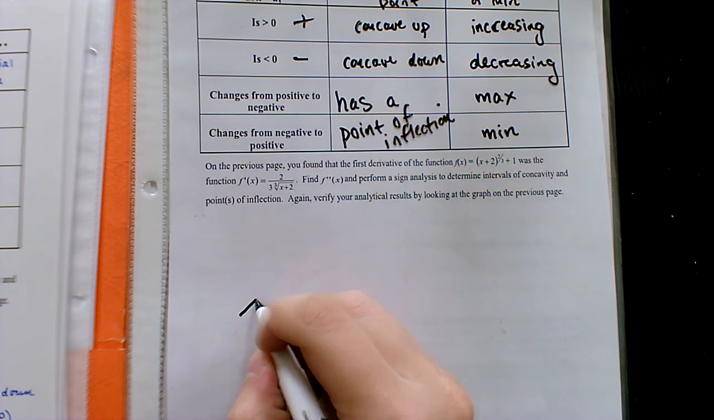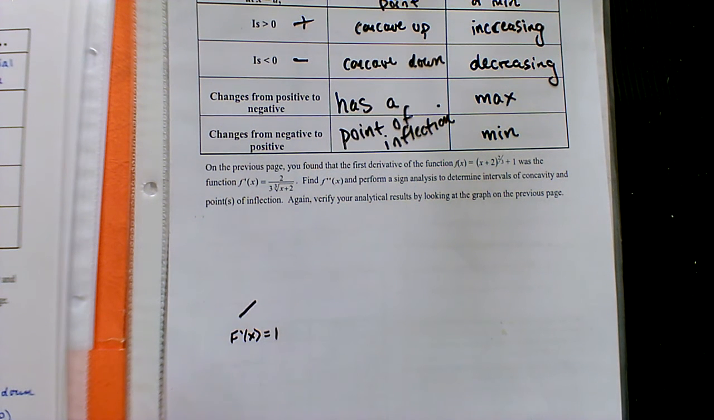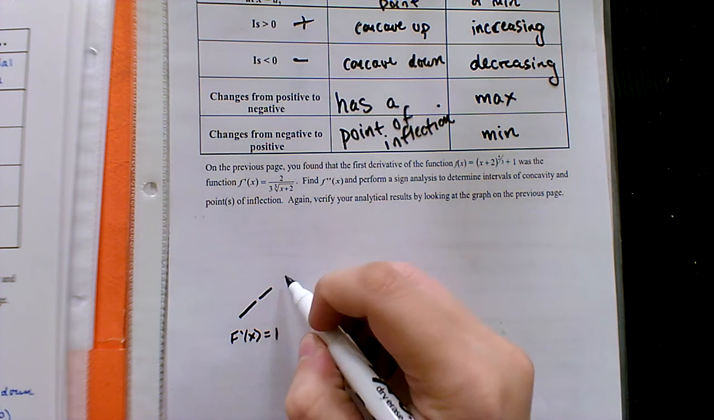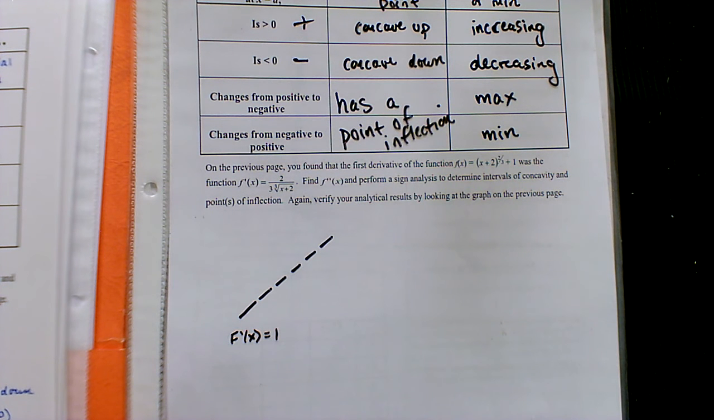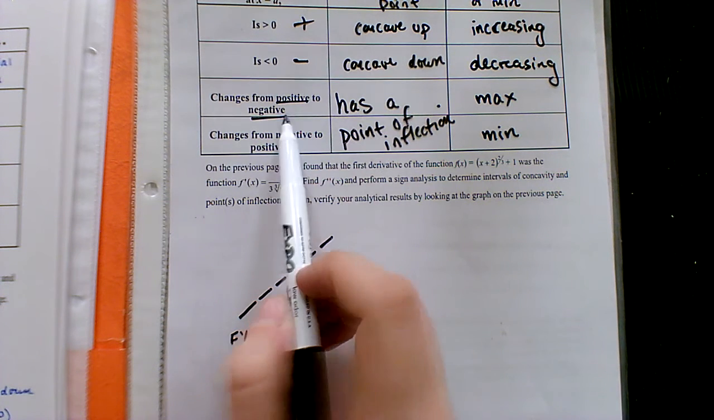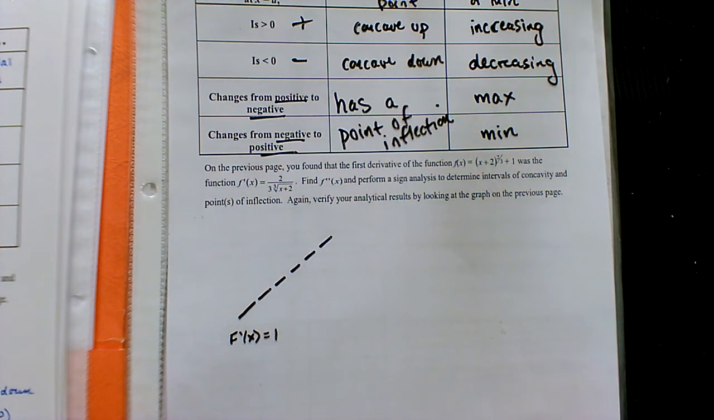If this is an initial slope, maybe we'll say it's 1, okay? So we would say f prime is 1. If I let the slope stay 1, do I have any curvature? No. So notice how if the first derivative is not changing, it's not increasing, it's not decreasing, I don't have a point of inflection. Notice how we're not changing positive to negative or negative to positive. Okay, so there's no point of inflection in this case.